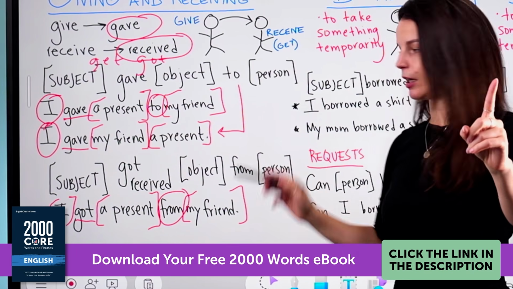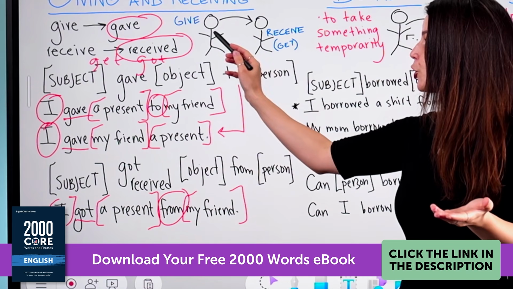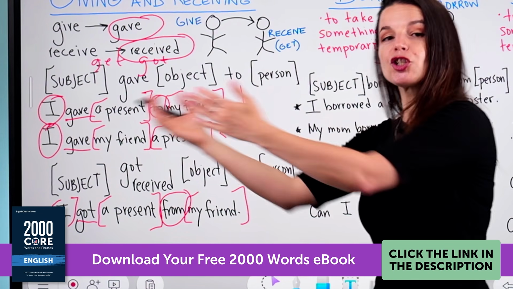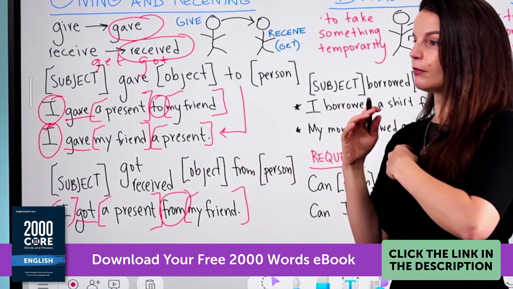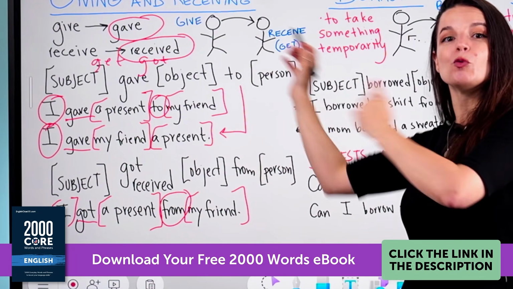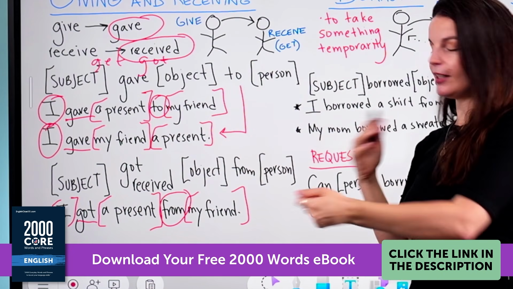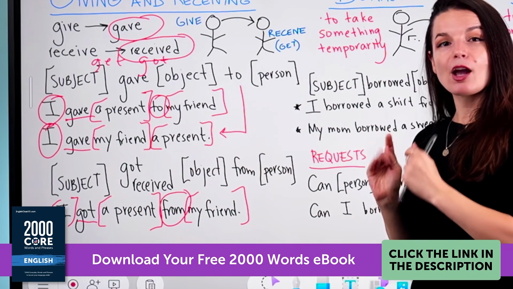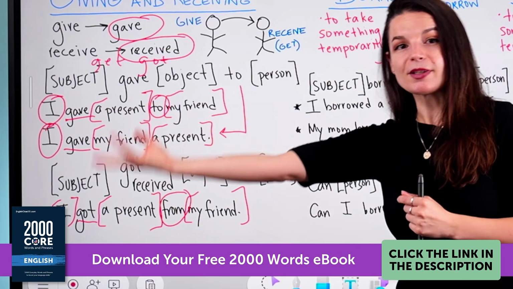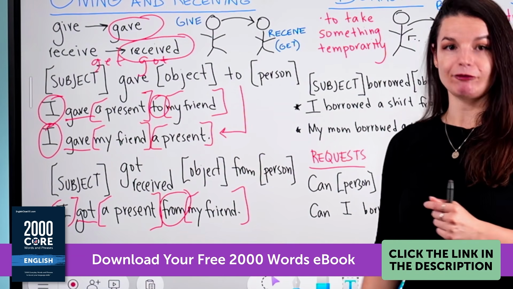Big point here, the preposition changed, right? From shows direction. Yes, it shows the direction, but it shows it comes, it starts here and it goes to me. It comes to me, so it came from somewhere else, the opposite here. So notice when the thing goes away from you, it is to someone. In the opposite direction, from. I got a present from my friend, yeah?